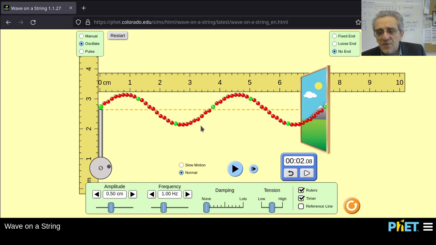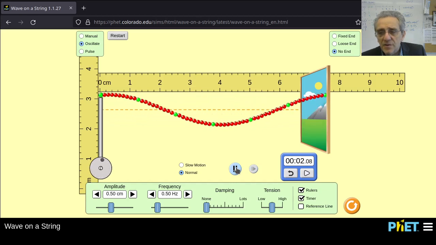Now, if we decrease the frequency, remember V equals f lambda, so if we decrease the frequency, that means the wavelength must increase. Let's cut the frequency in half. Remember what it is here, it's about 3.8 approximately. So if we cut this in half, we'll come down to about 0.5. There we go, and let's start it up again.